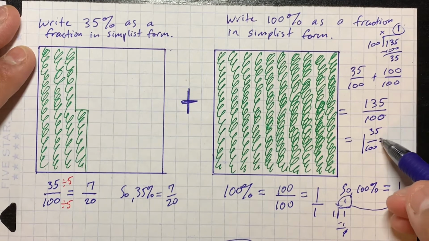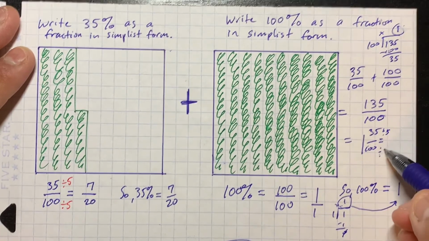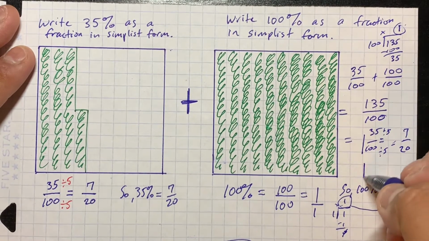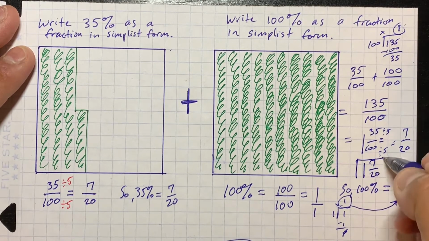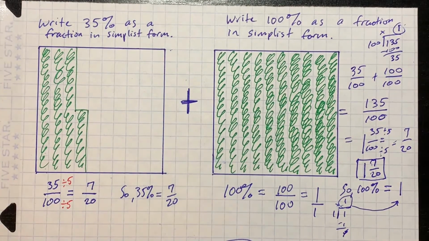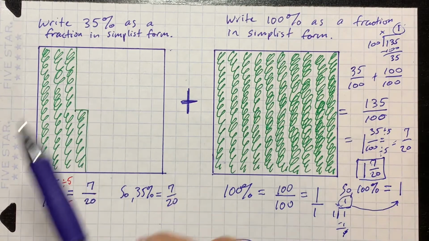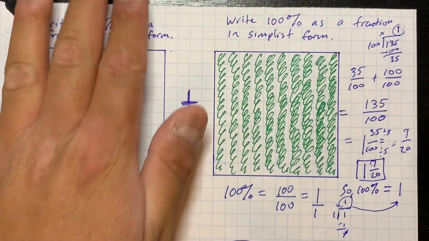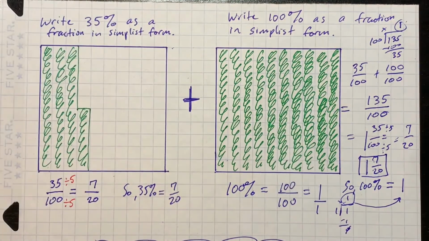And then again, you can reduce that by 5. This is going to be 7 over 20. So your final answer is going to be 1 and 7 over 20 if we were to combine both of these diagrams, both of these 10 by 10 grids. Okay, so again, that is how we write percents as fractions. So I showed you 3 different examples. The first one we solved by itself, just this model. The second time we solved just this model, and the third example we combined both of them. Okay, let's move on.